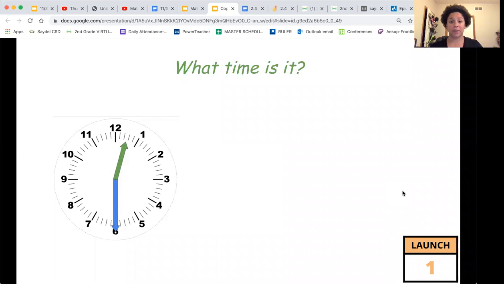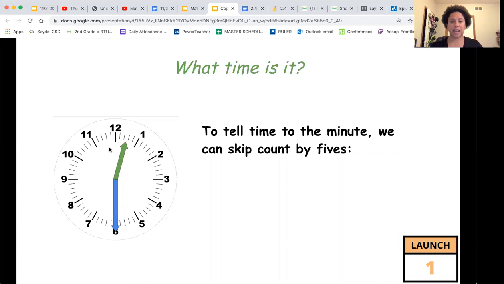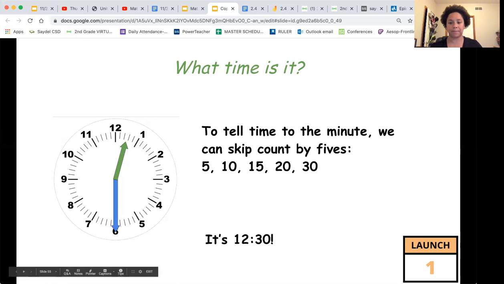Here's our next example. What time is it? To tell time to the minute, we can skip count by fives. 5, 10, 15, 20, 25, 30. So it is 12:30. And it's 12 because it's not to 1 o'clock yet. It's between the 12 and 1. So we know we have to go back to the 12 because it is not at 1 or past 1.